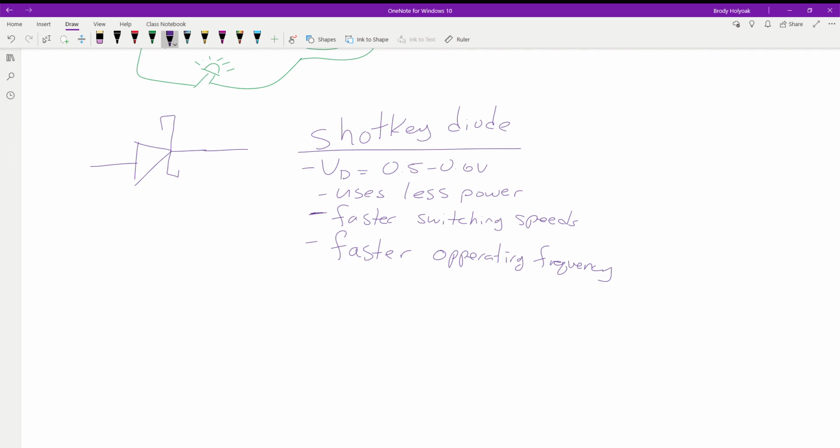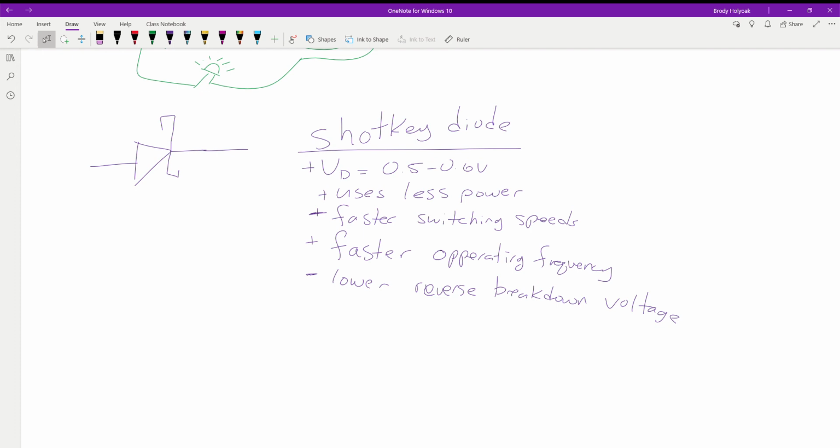The problem that these have, so these guys are all positives, the big negative that we have is that it has a lower reverse breakdown. So a lower reverse breakdown voltage is basically how much voltage you have to put in reverse bias to get it to conduct electricity. So it works faster, but it can't handle as high a voltage range.